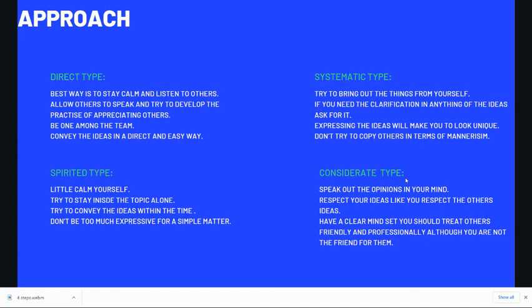Considerate type. Speak out the opinions in your mind. Respect your ideas like you respect other ideas. Have a clear mindset that you should treat others in a friendly and professional way, although you are not a friend of them.